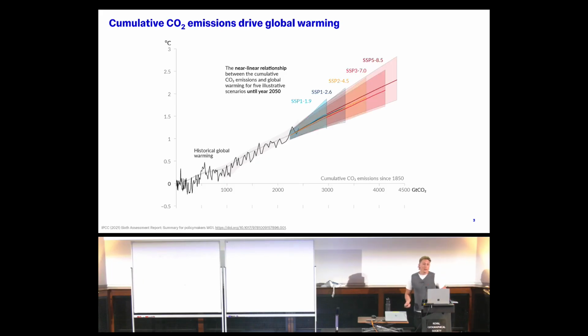So here I'm showing 5 different pathways that encompass different levels of future emissions. On the left-hand side, highlighted in blue, you have low emissions scenarios. So between today and 2050, these put out less emissions than the scenarios on the right, the red scenarios. And what does this mean? Well, obviously, the less CO2 we put into the atmosphere, the less the planet warms.